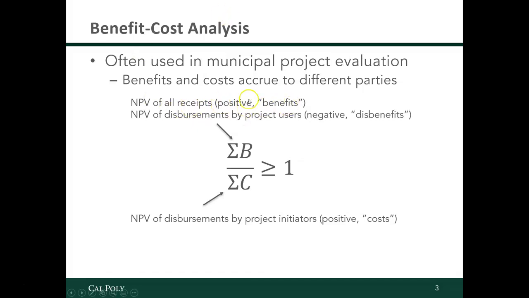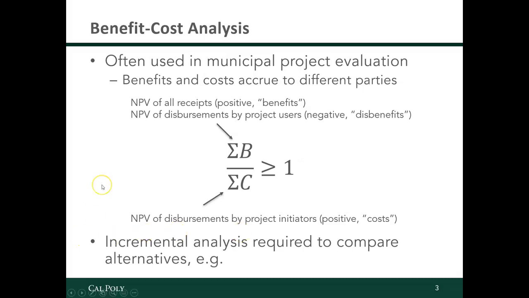We treat all receipts, any of the good things that are happening, as positive. We treat all the costs as positive as well. Any disbenefits, costs that are incurred by the users of the project, we treat those as negative. And we treat those in the numerator, and we treat true costs by the project initiators in the denominator. So be careful where you put things. And we'll see in an example how you can make a choice for where things go, whether it's a disbenefit or a cost.